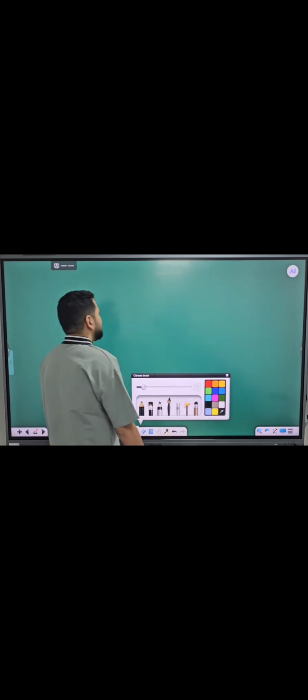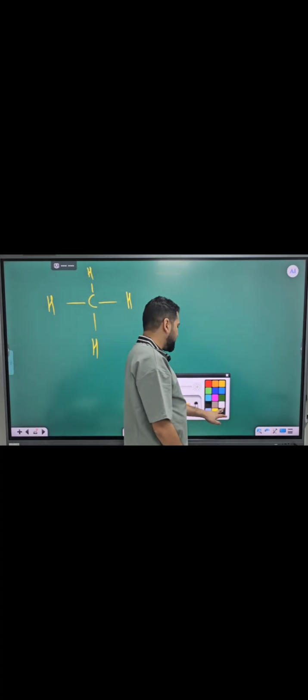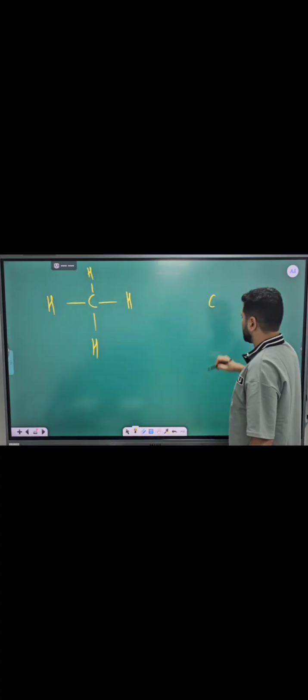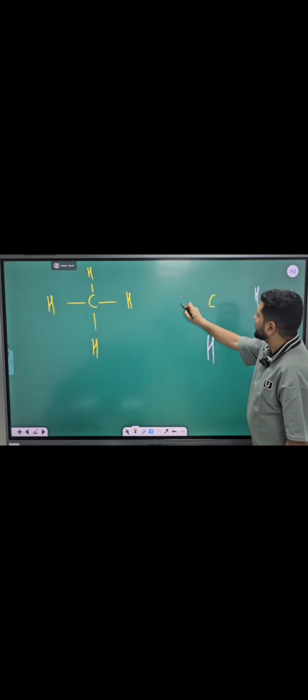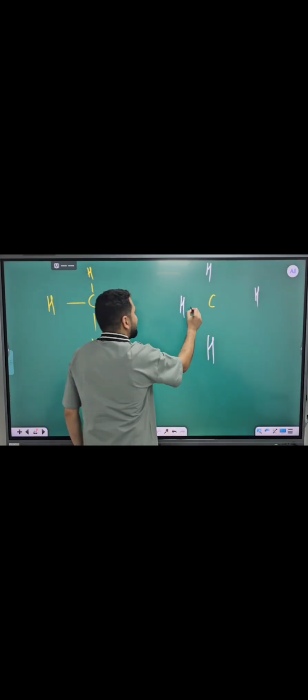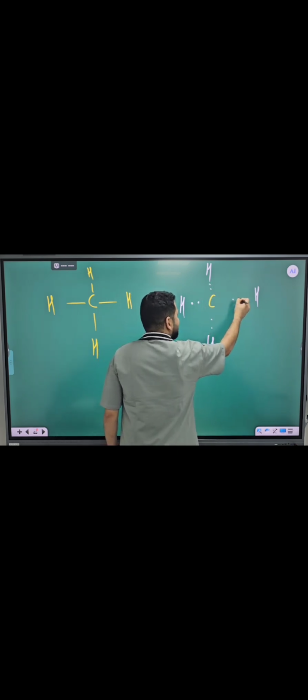How exactly will I be doing the electron dot structure of methane, right? I told you, just make the structure of methane. You will say, sir, C, H, H, H and H. Now look here guys, logically this is carbon. This carbon is bonded with 1 hydrogen, 2 hydrogen, 3 hydrogen, 4 hydrogens, right? Very simple. And every single line represents one pair of electron. So can I say there will be one pair of electron?